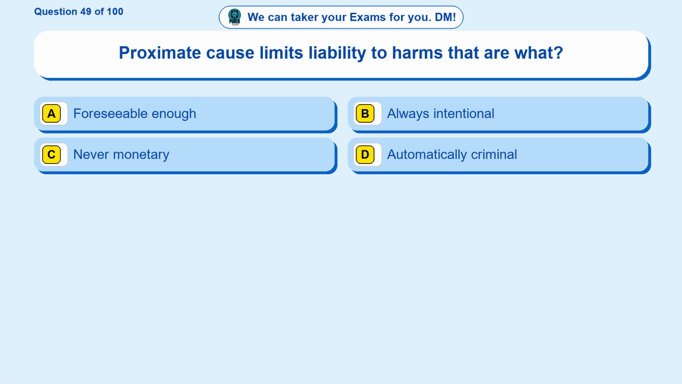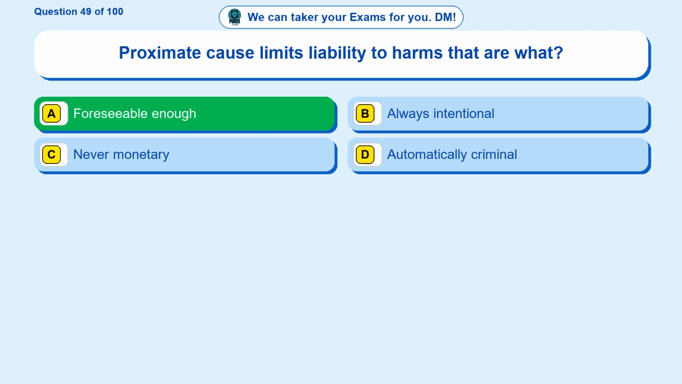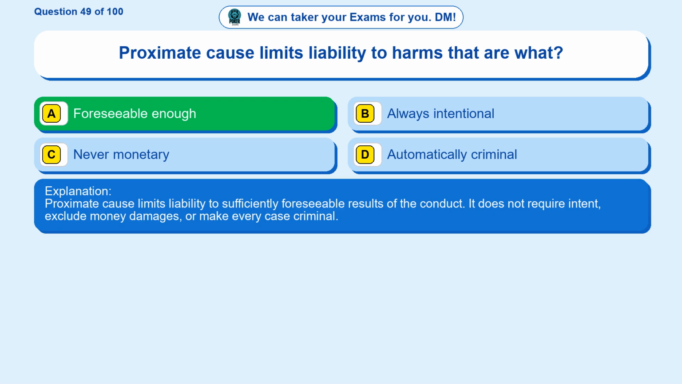Question 49. Proximate cause limits liability to harms that are what? Option A, foreseeable enough. Option B, always intentional. Option C, never monetary. Option D, automatically criminal. The correct answer is option A. Foreseeable enough. Proximate cause limits liability to sufficiently foreseeable results of the conduct. It does not require intent, exclude money damages, or make every case criminal.